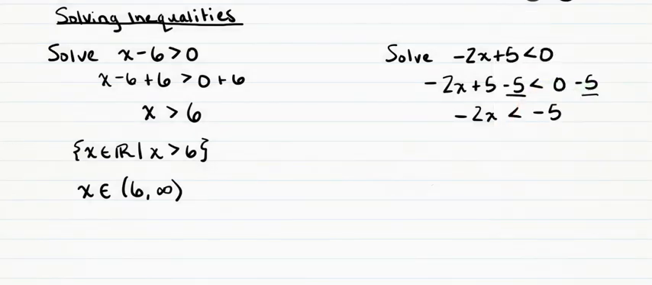So we'll do that here. We're going to divide both sides by negative 2. But when we do that, we switch the inequality sign. So we get x is greater than, and then negative 5 divided by negative 2 is positive 5 over 2. So as soon as we divide both sides by negative 2, we have to switch the direction of the inequality sign.